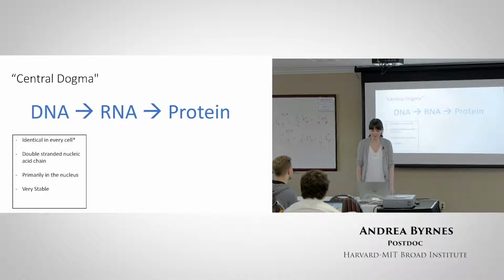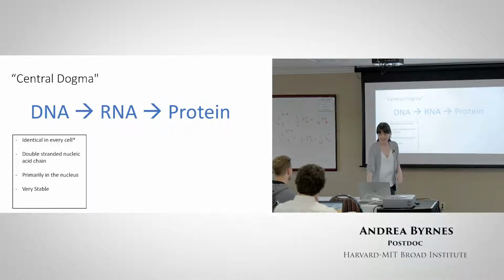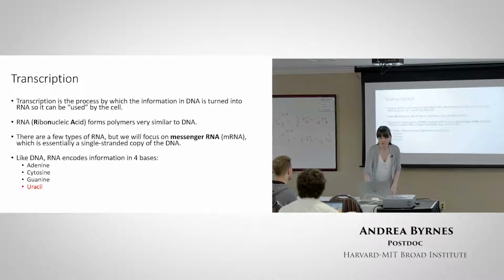So DNA, we talked about DNA already. It's identical in every cell, mostly. It's a double-stranded nucleic acid chain. It exists primarily in the nucleus of the cell. And it's very stable in this double-stranded form. We'll talk a little bit more about what that looks like a little later. And so transcription is the process by which we go from DNA to RNA. So this is the process where we write a message using the DNA to instruct the cell to do something.